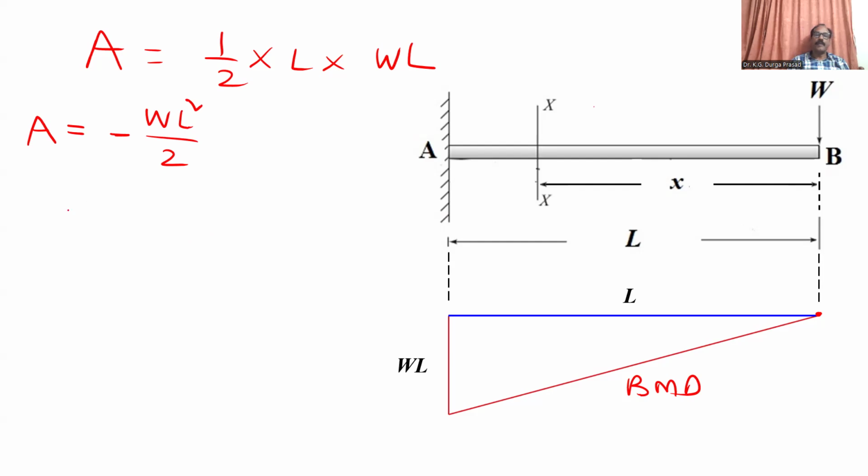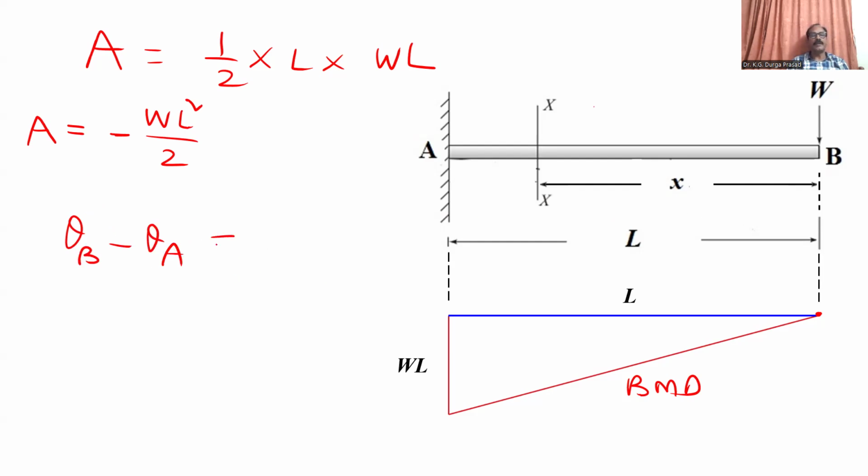Now, what is Mohr's theorem 1? It is the change of slope between 2 points. Change of slope between 2 points means here, let me write theta B minus theta A. What is the meaning? It is the change of slope between these 2 points A and B.